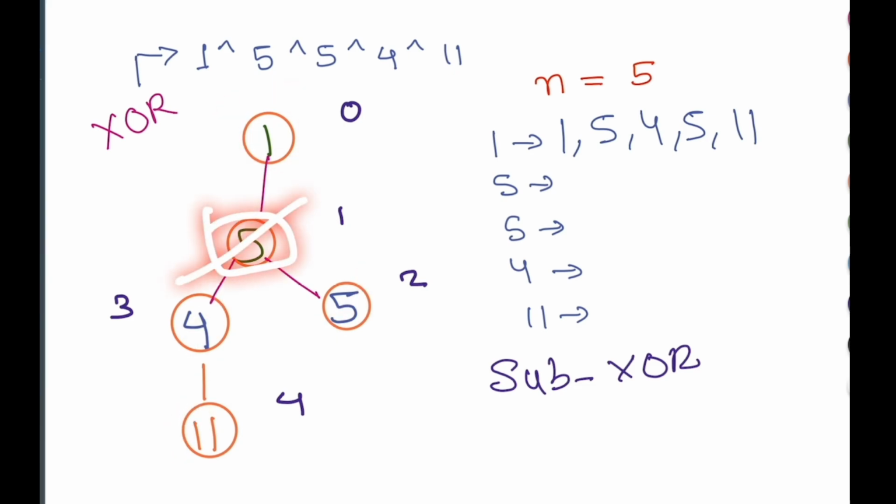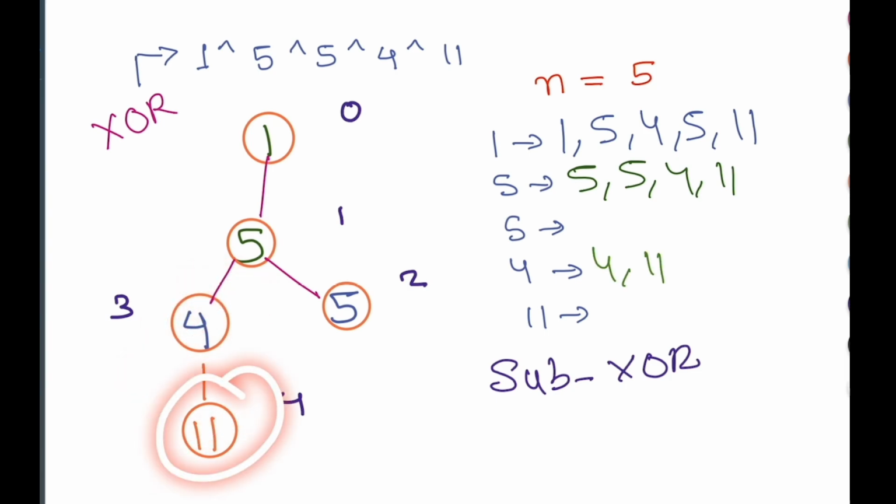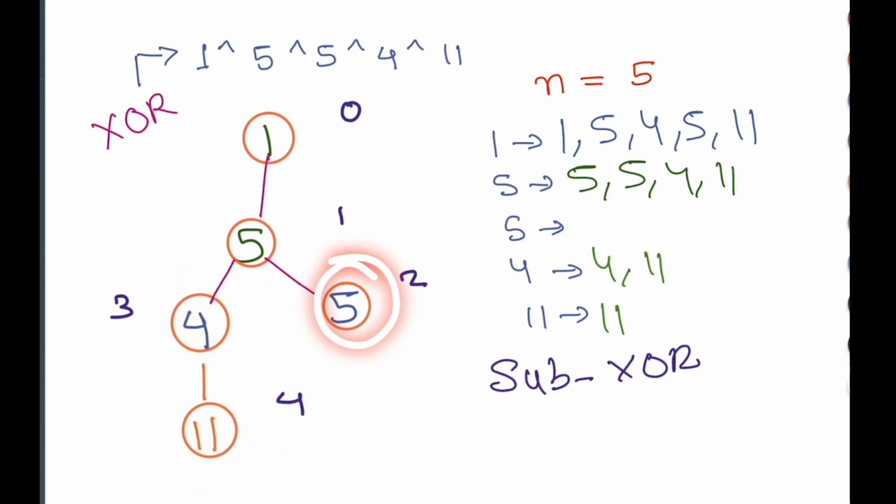For 5 as the parent, 5 is going to be in the family and then the other children, which are 5, 4 and 11. So for 5, it will be 5, 5, 4 and 11. This is the family. For 4, the family is 4 and 11, right? So it is 4, 11. For 11, the family is 11. And for this particular 5, the family is 5.